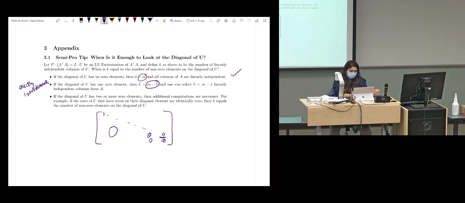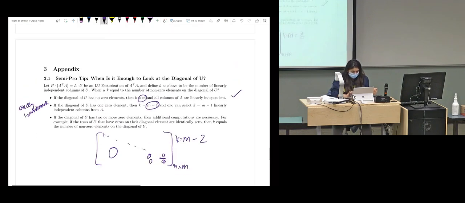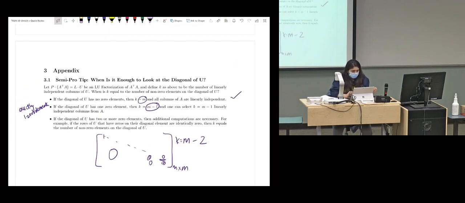And you can conclude that there are M minus 2 linearly independent columns if this was a full M cross M. So that's our semi-pro tip. This is how we count the number of linearly independent columns in A transpose A given an LU factorization.